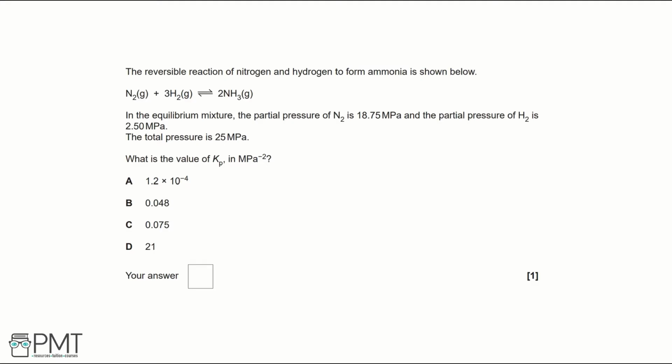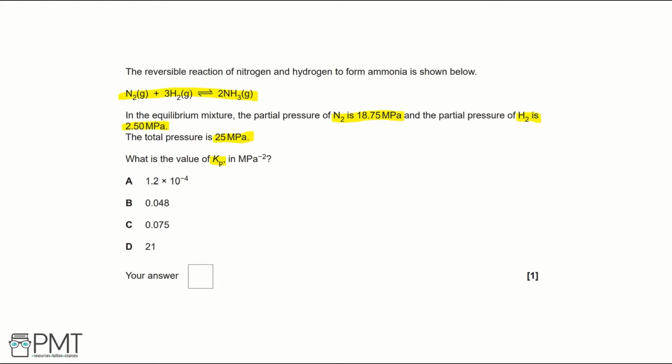21. So first, let's highlight the key pieces of information in this question. That's going to be the equilibrium equation, the partial pressure of N2 and the partial pressure of H2, the total pressure, and that we want the value of Kp.